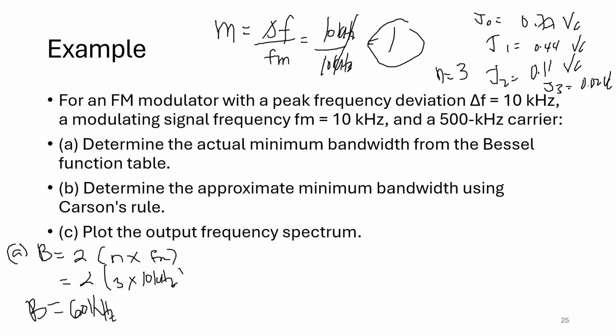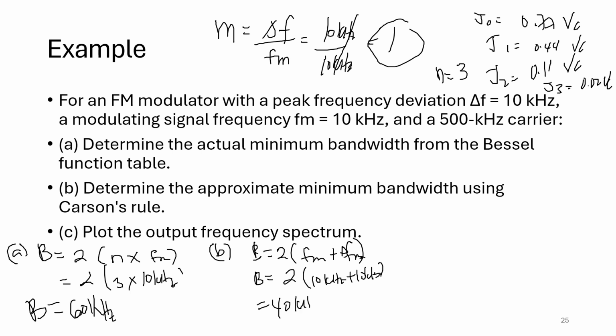Okay, now we are going to determine the approximate minimum bandwidth using Carson's rule. So using Carson's rule, what is our approximation? The bandwidth is equivalent to 2 multiplied by fm plus the peak frequency deviation. So our bandwidth according to Carson's is 2 multiplied by 10k plus 10k. So this will give us 40 kilohertz. As we can see, they are not the same.